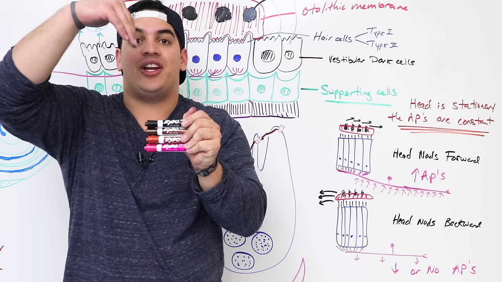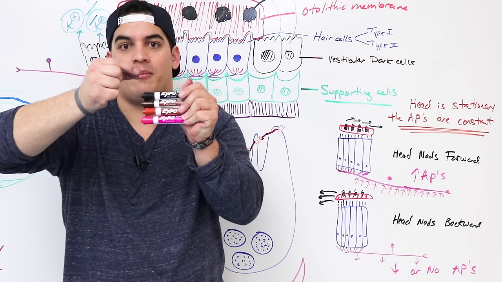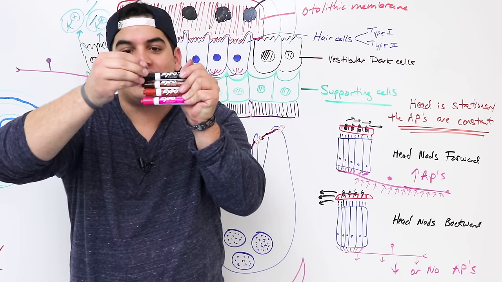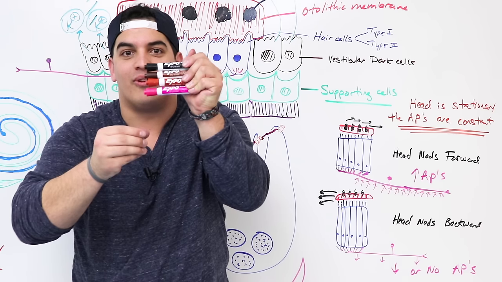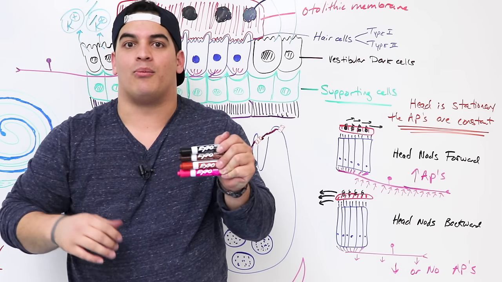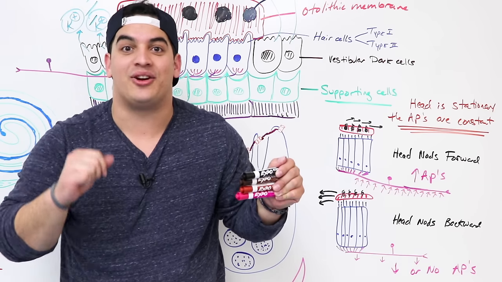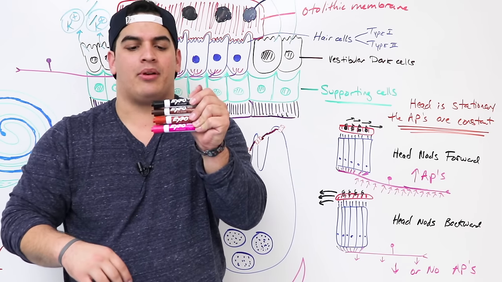The gravitational forces are going to do what to the otoconia? Pull them down. And as they pull them down, what will happen to the otolithic membrane? It'll move. And if it moves, let's say that the stereocilia beat towards the kinocilium. What happens to the action potentials? It should increase.